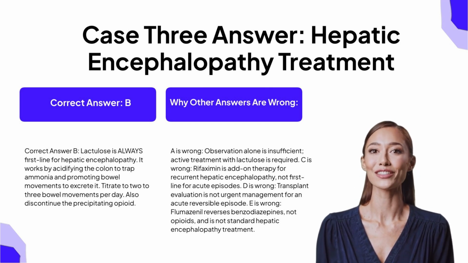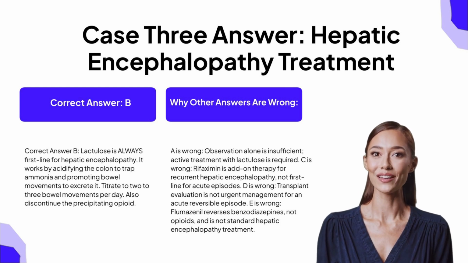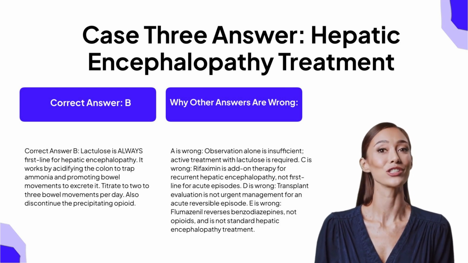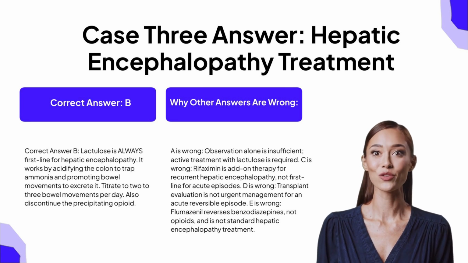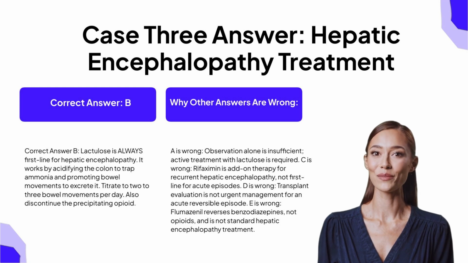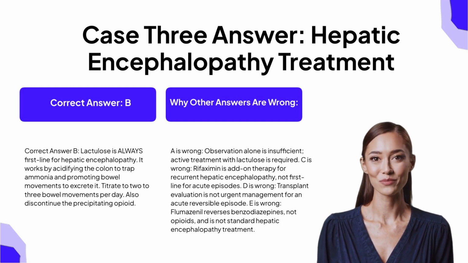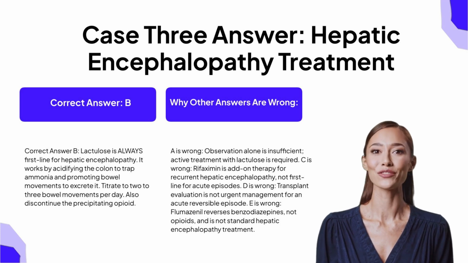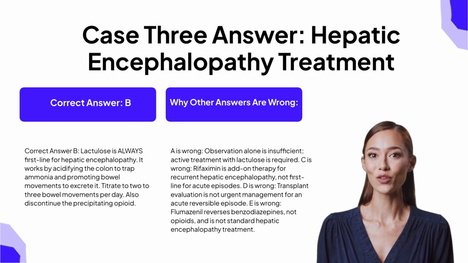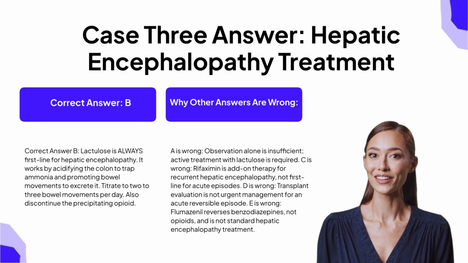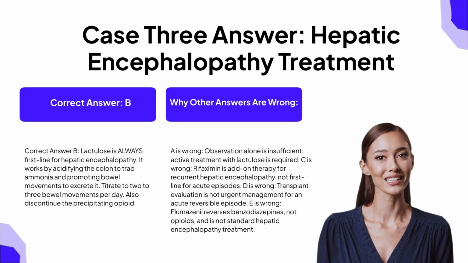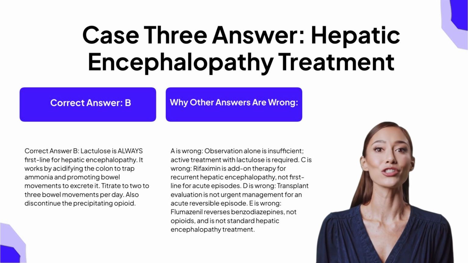Now the wrong answers. A is wrong because observation alone is not enough. You must actively treat with lactulose. C is wrong because rifaximin is add-on therapy for patients with recurrent hepatic encephalopathy who are already on lactulose. It is not first line. D is wrong because transplant is not the acute management for a reversible episode. E is wrong because flumazenil reverses benzodiazepines, not opioids, and is not standard hepatic encephalopathy treatment.